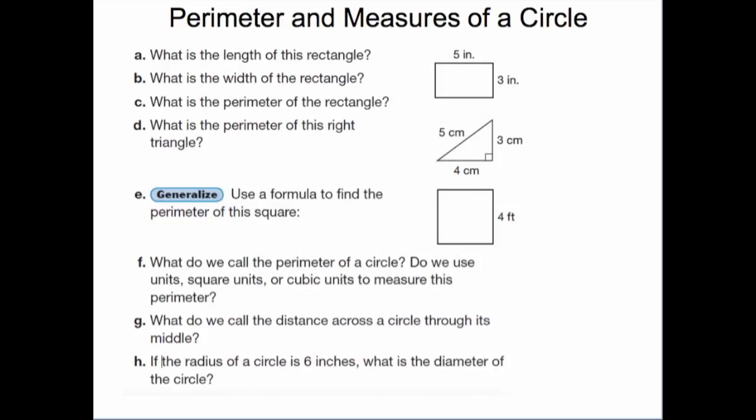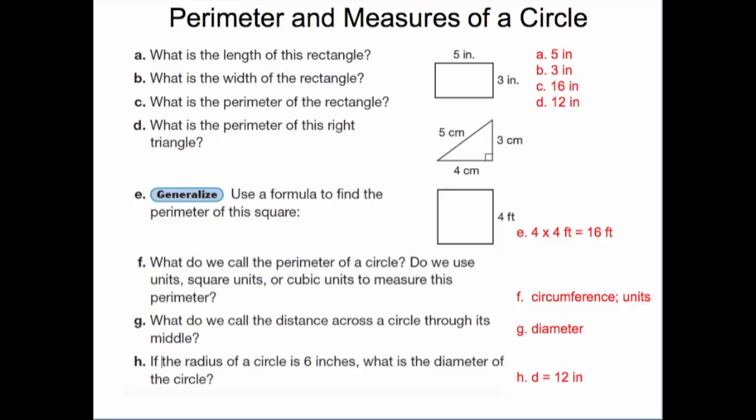Now you try. Pause the video and work these problems. And there are your answers. If you have any questions, ask tomorrow.